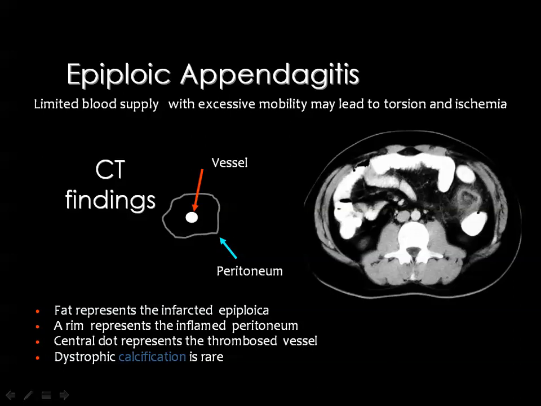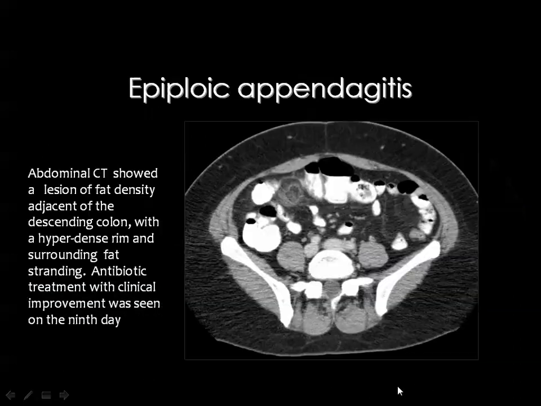Then if you look carefully here, you can see the three layers. The outer layer represents the thickened peritoneum, the middle layer represents the fat of the epiploica itself, and the central dot represents the artery. And of course, because this is an inflammation, you will see a stranding of the pericolic fat planes, and if healing occurs, you may see some dystrophic calcification at the site of the lesion.